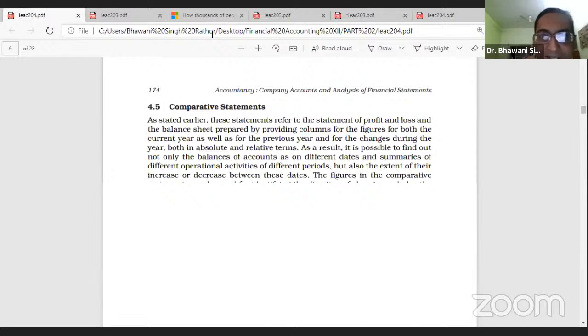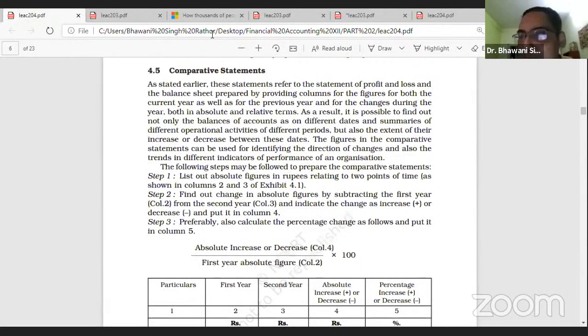So let us first understand what a comparative statement is. Comparative, as the name suggests, is basically comparing over a different period of time. For example, you have marks in a particular subject, say English, in 10th, 11th, and 12th, and you have scored different marks in all the classes. When you compare the marks in 10th with 11th and 12th in one particular subject, that is the comparative analysis or the horizontal analysis.